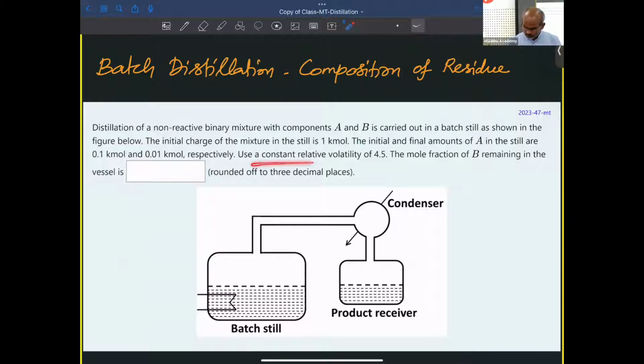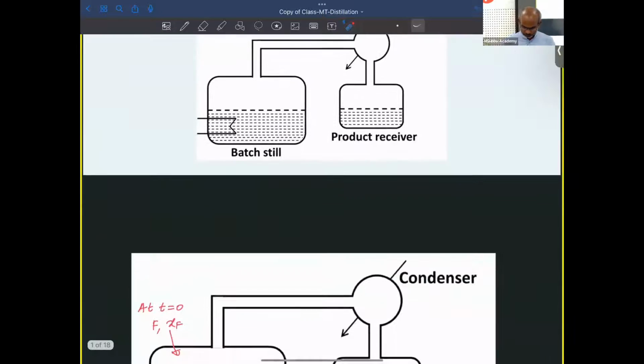The relative volatility is given as 4.5. We need the mole fraction of B remaining in the vessel. So, what is the mole fraction of A in the vessel initially? That is simply known. Likewise, we need to find the mole fraction of A in the vessel at the end condition. Once the mole fraction of A is known, the mole fraction of B is automatic: 1 minus that.